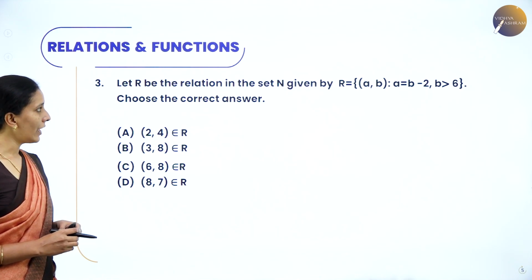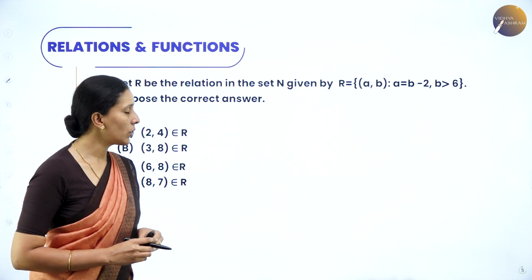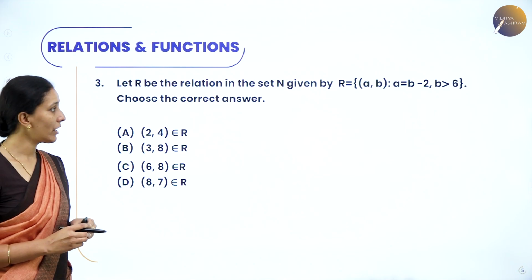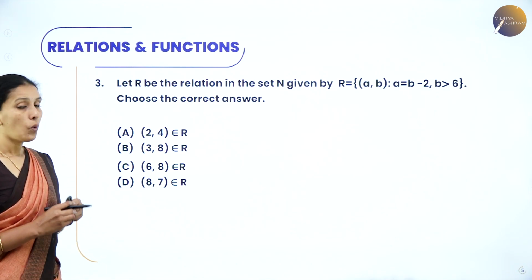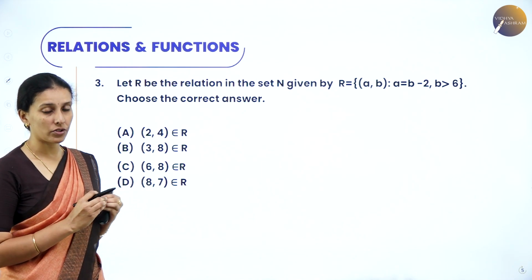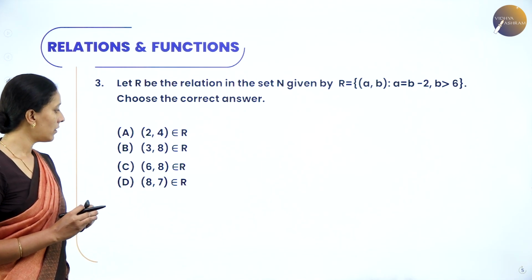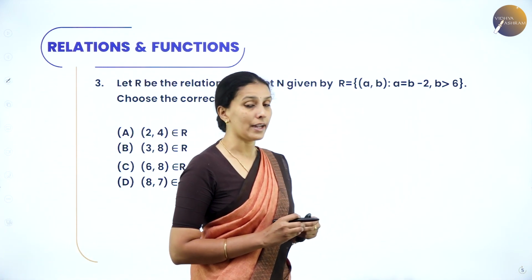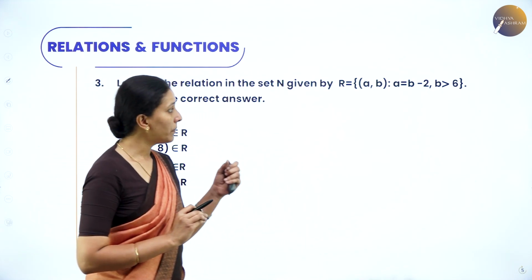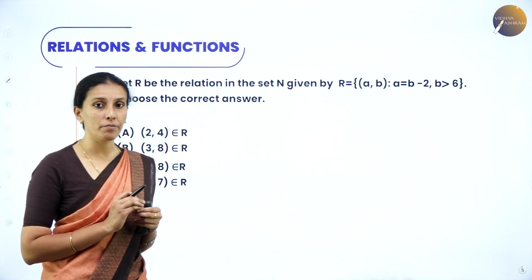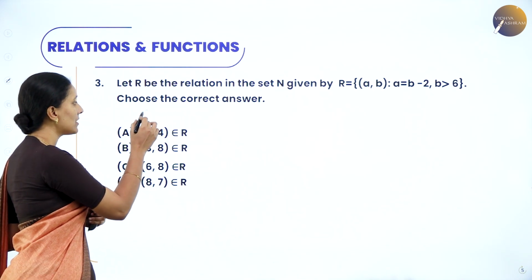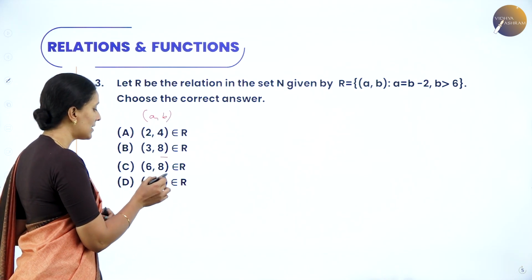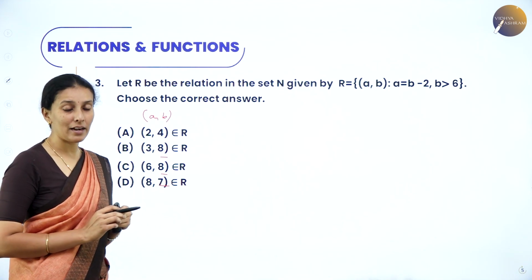Next, let R be the relation in the set N given by R = {(a, b): a = b - 2, b > 6}. So according to the given condition, choose the correct answer. Which ordered pair belongs to the relation set we need to identify: (2, 4), (3, 8), (6, 8), (8, 7). From the definition given here, a is equal to b minus 2 and b is greater than 6. That means the value of b should be greater than 6. If we consider this in the form of (a, b), b should be greater than 6. So that means we can select from these three, because b is less than 6 here.